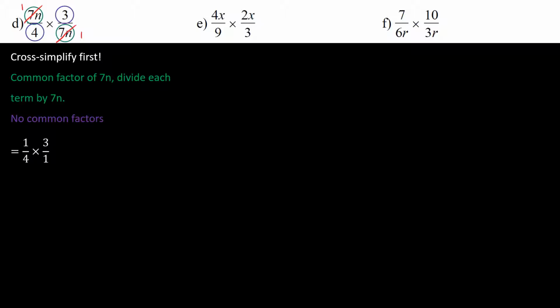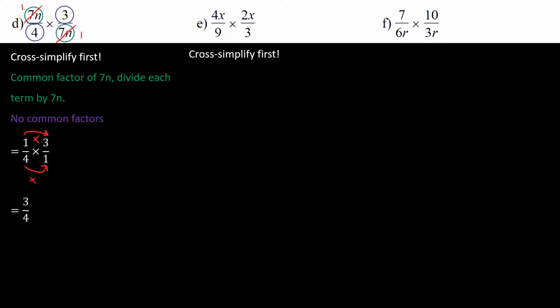Next ones, we always start by cross simplifying. We've got 7n and 7n. They are going to fully cancel out to 1s. And then the other way around, we've got a 3 and a 4, no common factors. So we end up with a quarter times 3. Top by the top, bottom by the bottom, we have 3 quarters.